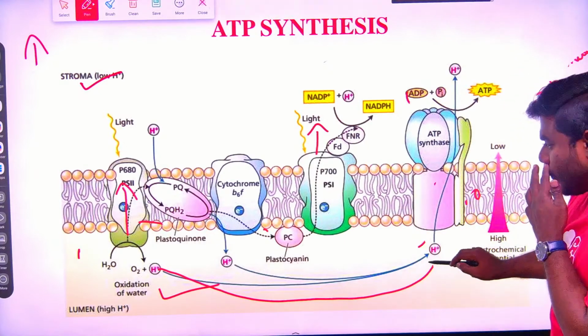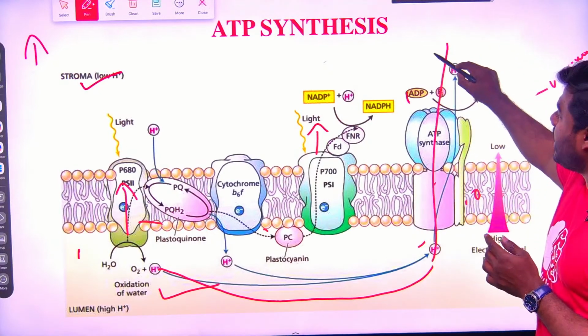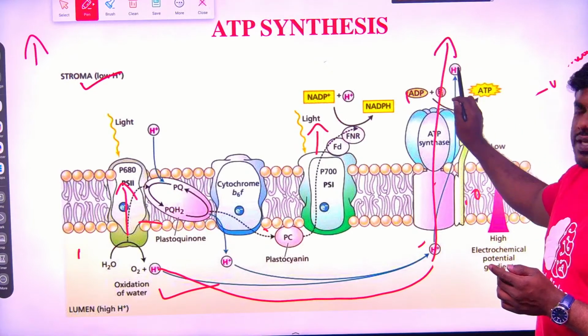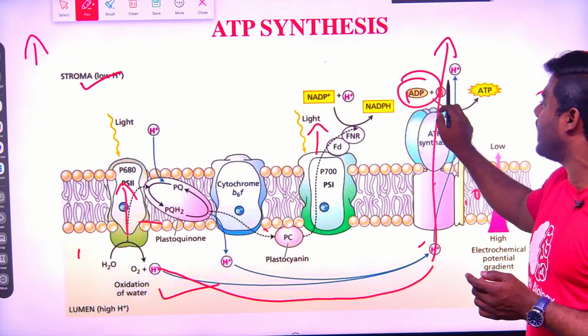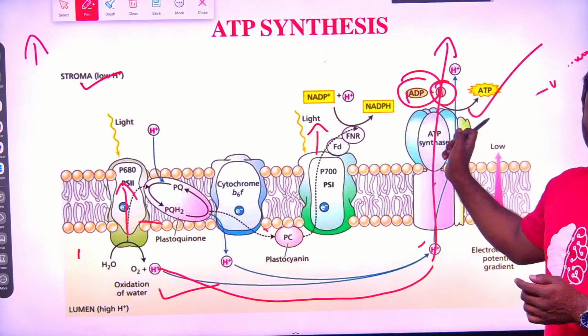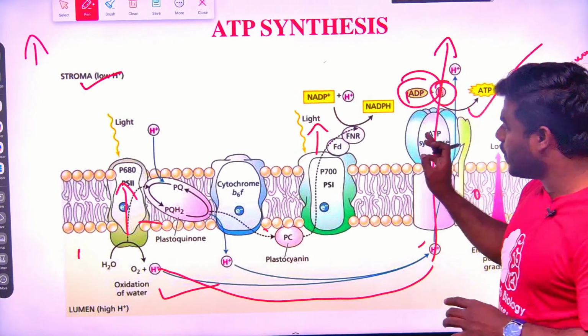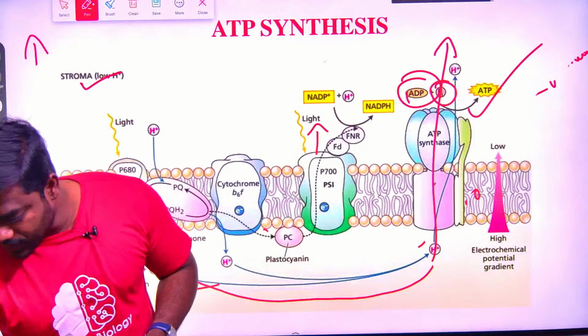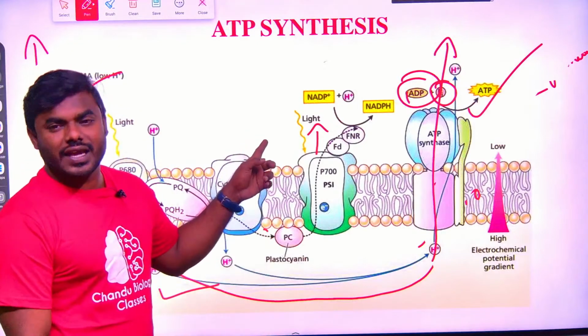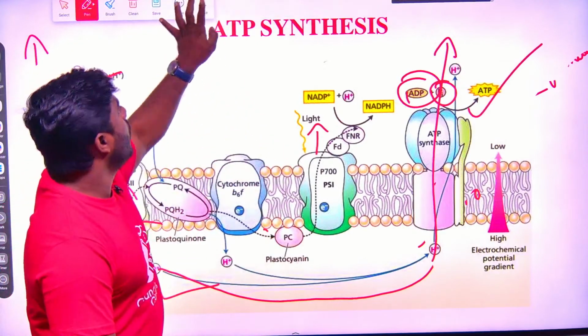So protons are moving from the lumen towards the stroma, which generates energy. That energy can be used to join ADP with Pi, hence there is a formation of ATP. So this is only happening where? This is only happening in the non-cyclic photophosphorylation only.